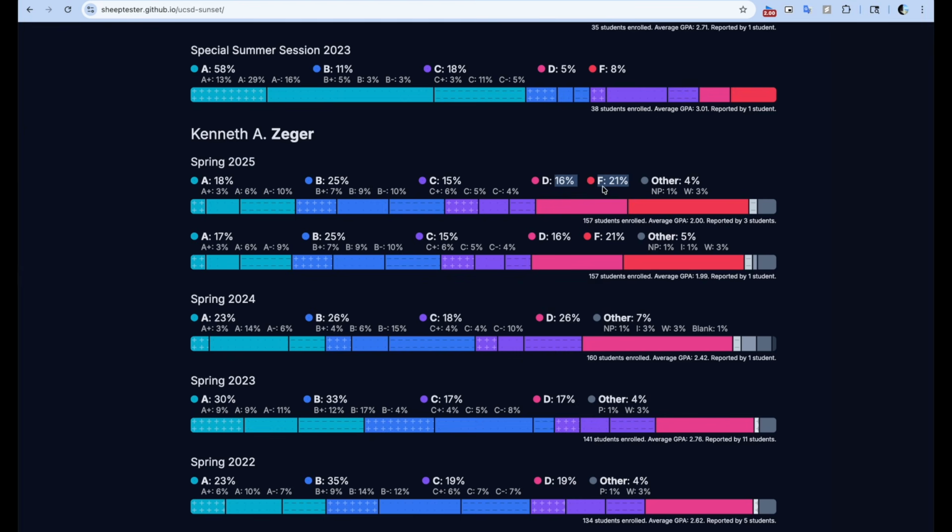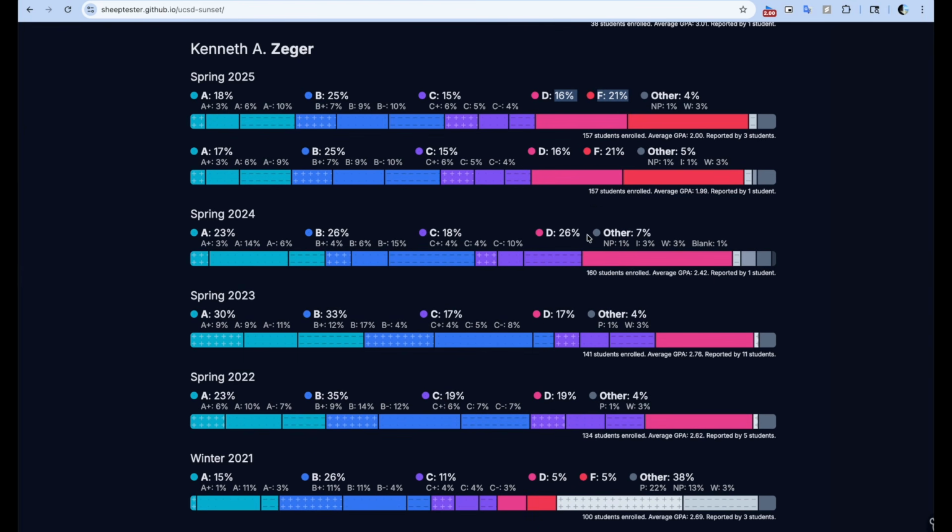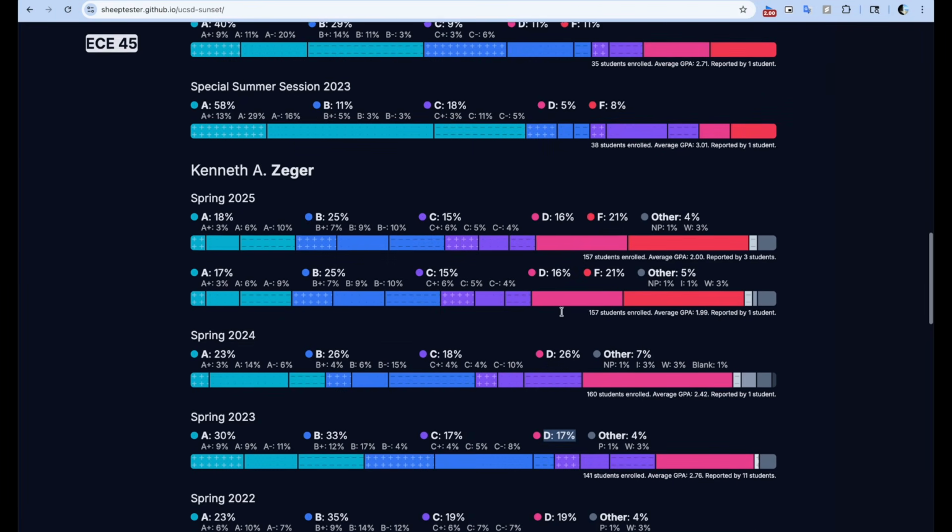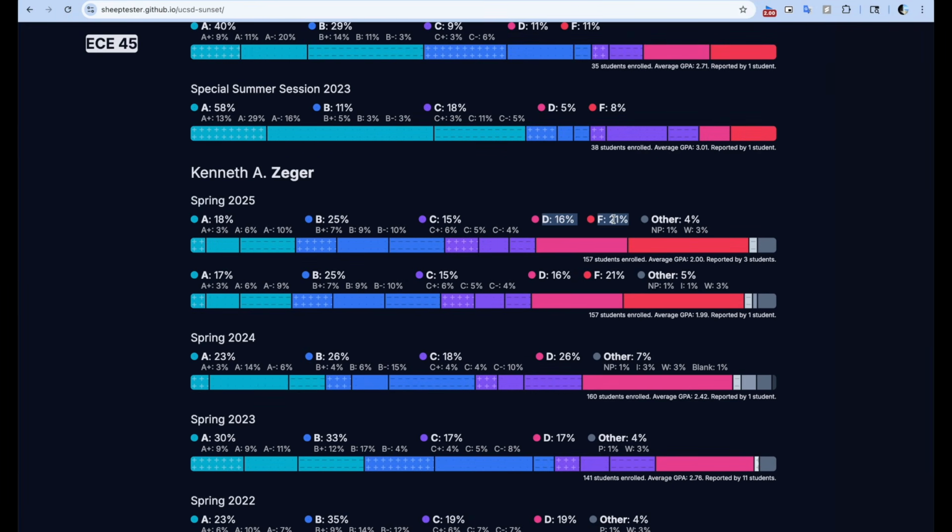And this is all spring quarter. Other quarters was not so great either. 26% D, 17%. But this is what's alarming right here. Like almost 40% failed the class and have to retake it. That being said, avoid Ziegler.